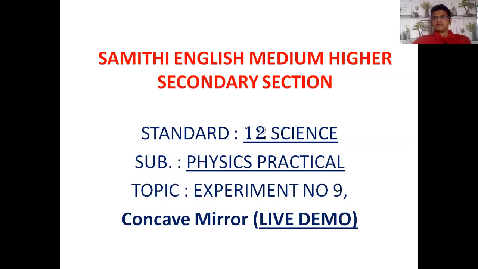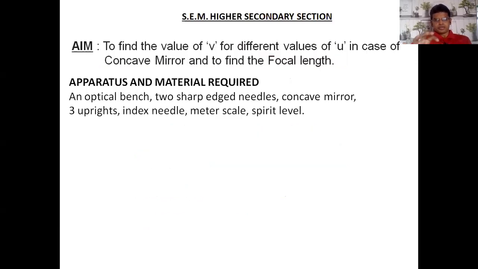So, starting with the first, the aim. The aim is to find the value of V for different values of U in the case of a concave mirror, and to find the focal length.